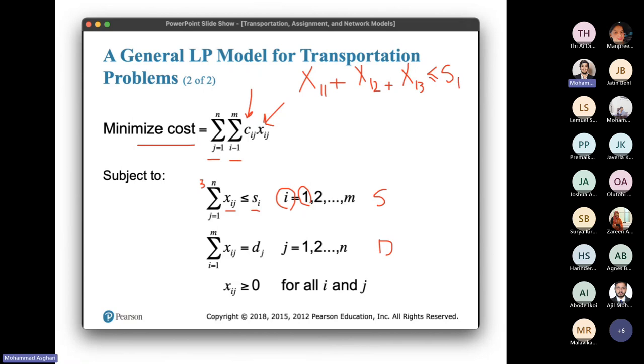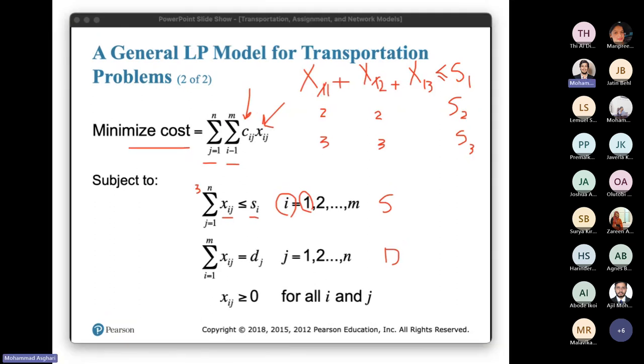You can write the same for source two. And for all of them, instead of one, you are just using two and two. Okay. So it's easy to use it.